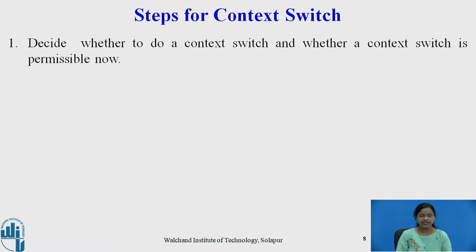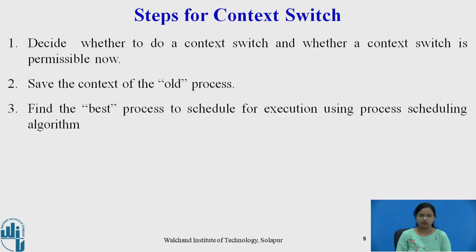First, decide whether to do a context switch and whether a context switch is permissible or not. Save the context of the old process, meaning the currently executing process. Find the best process to schedule for execution using a process scheduling algorithm. Finding the best process means if there is round robin scheduling, then automatically the time quantum will expire and processes are added into the ready queue, that we know.